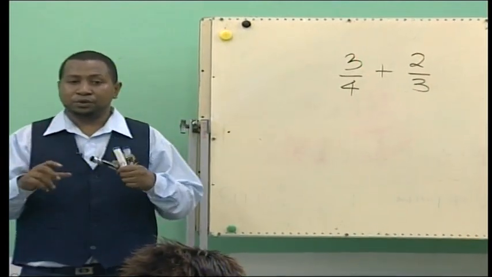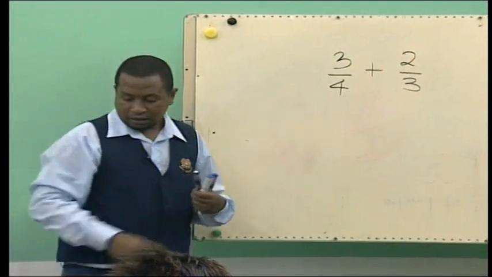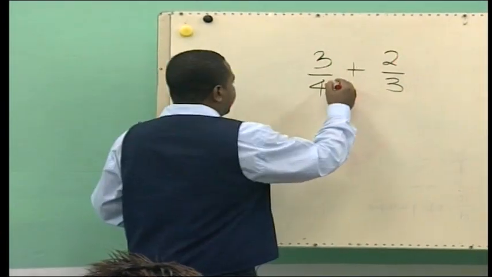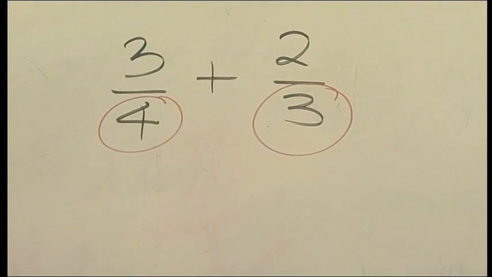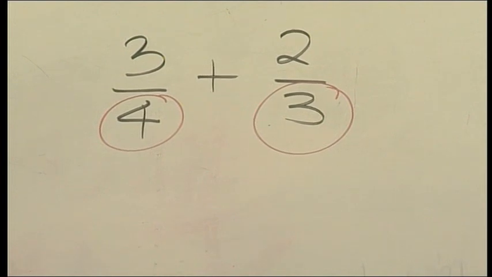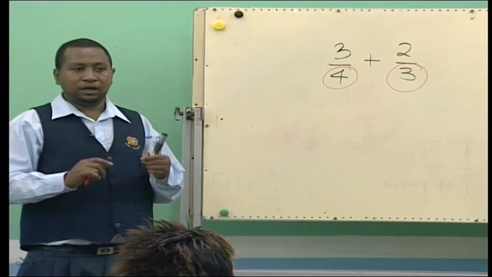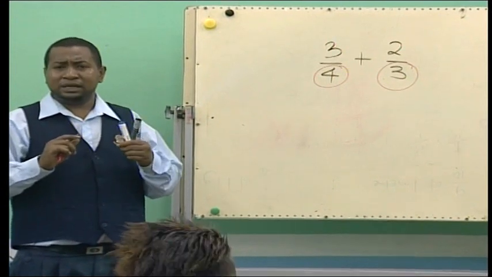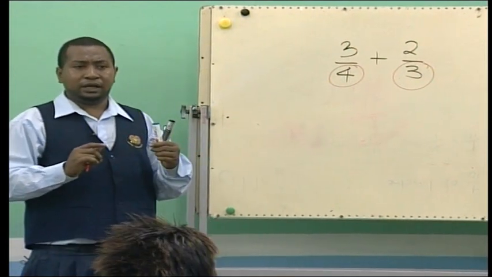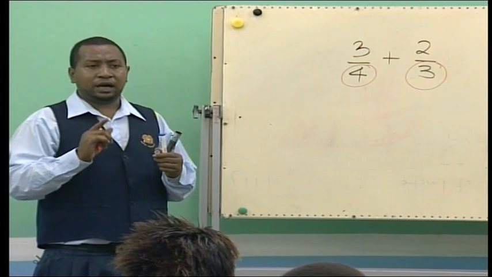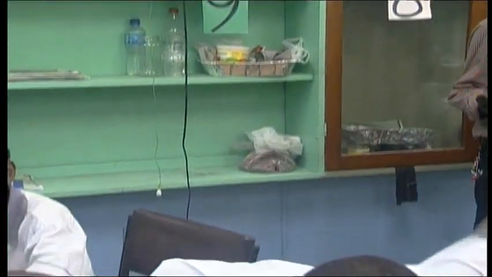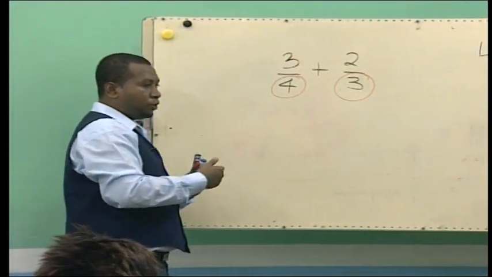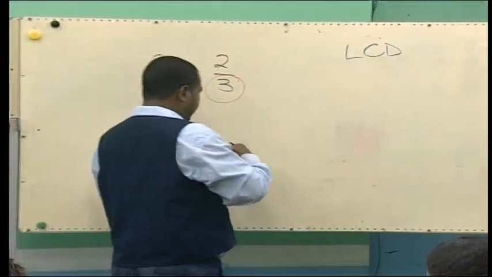The first step in adding or subtracting fractions with two different denominators is quite difficult. So to make it easier, you have to check the two denominators. In this case, we have 4 and 3. 4 and 3 are two different numbers. So when you are trying to add them, you have to find the LCD of these two denominators. Class, what is the LCD for 4 and 3? Cullen. 12. Very good. So the lowest common denominator is 12.